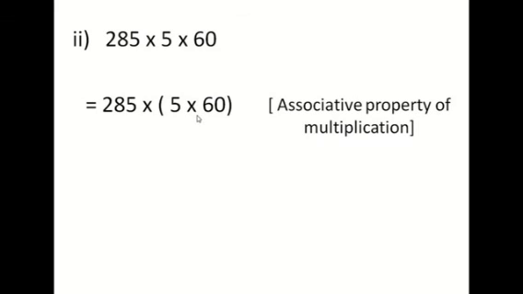Now finish up the product. 5 into 60 gives you 300. So 285 into 300. Multiply 285 into 3 along with 2 zeros. So it is 85,500. I hope you are clear.